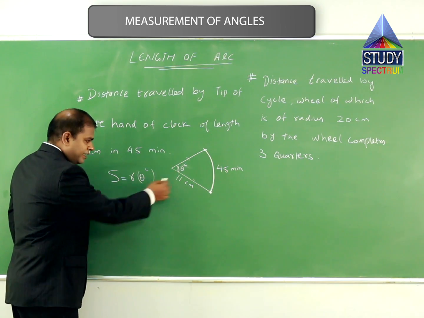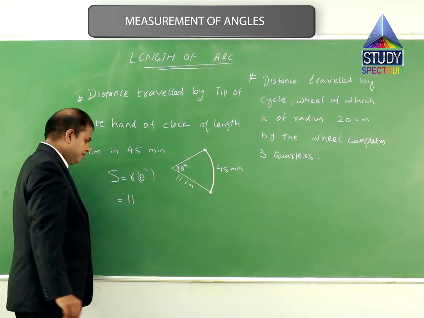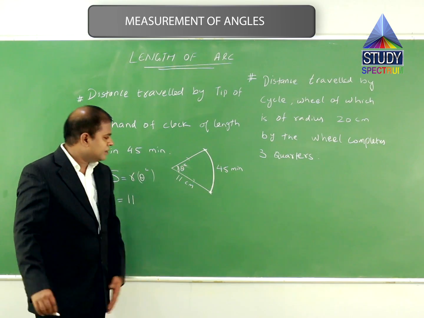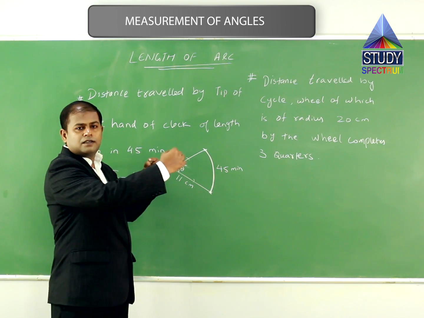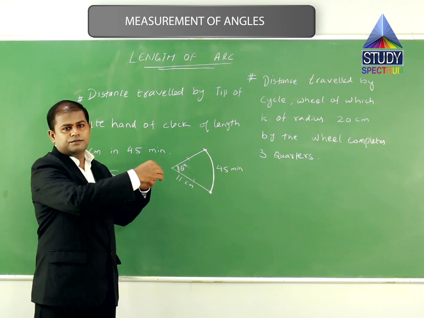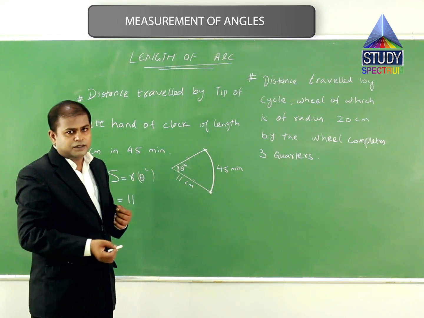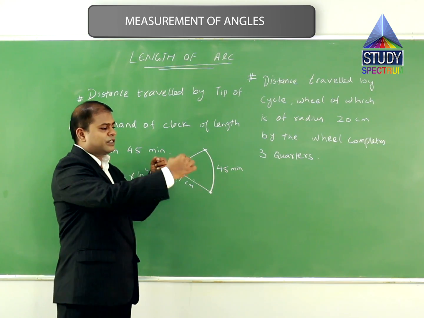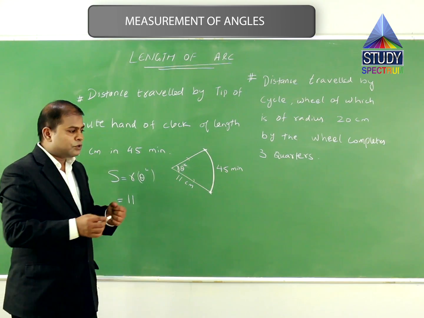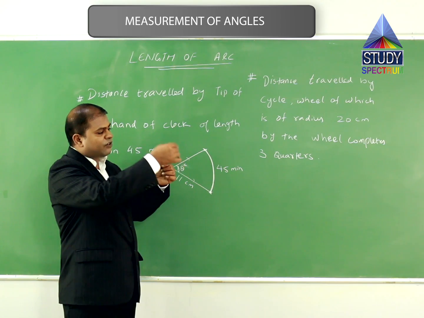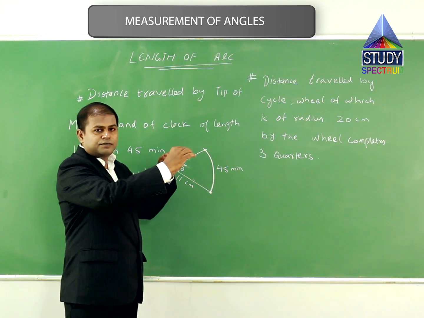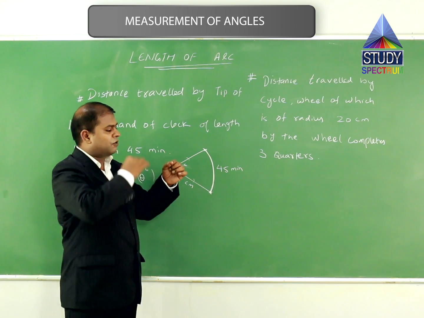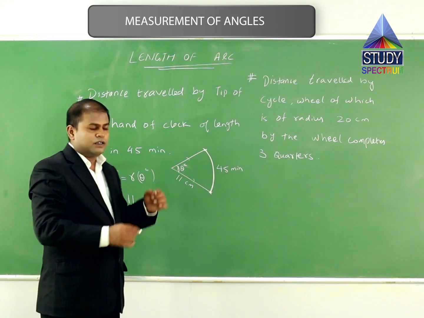Radius is known. Radius is 11. Now this angle. Question is, in how many minutes does the minute hand complete one rotation? Answer is 60. So the minute hand completes one rotation in 60 minutes. So what angle does this minute hand of a clock trace in this direction?